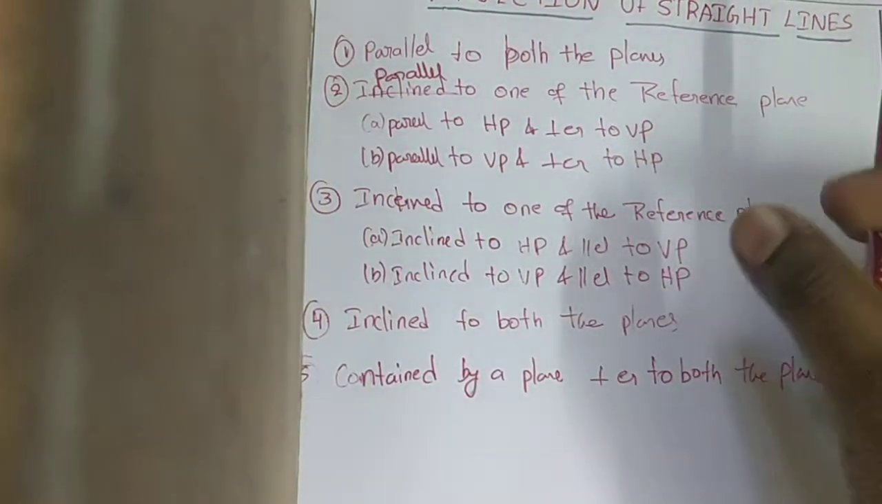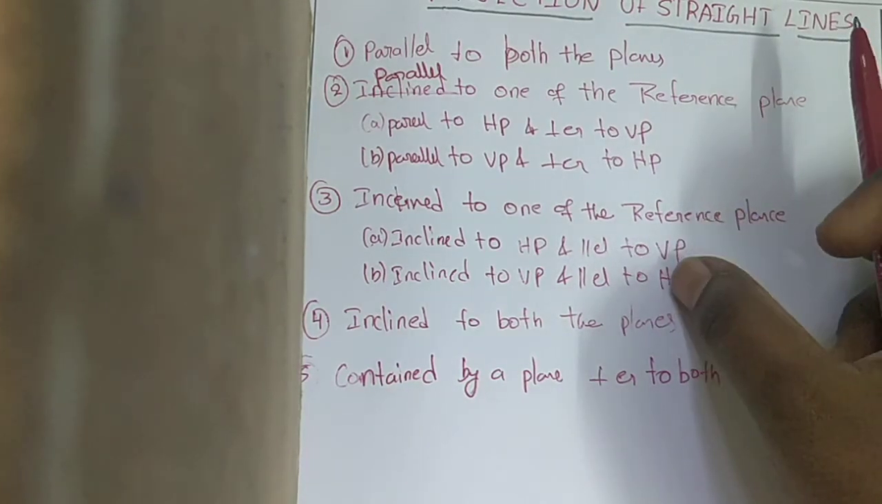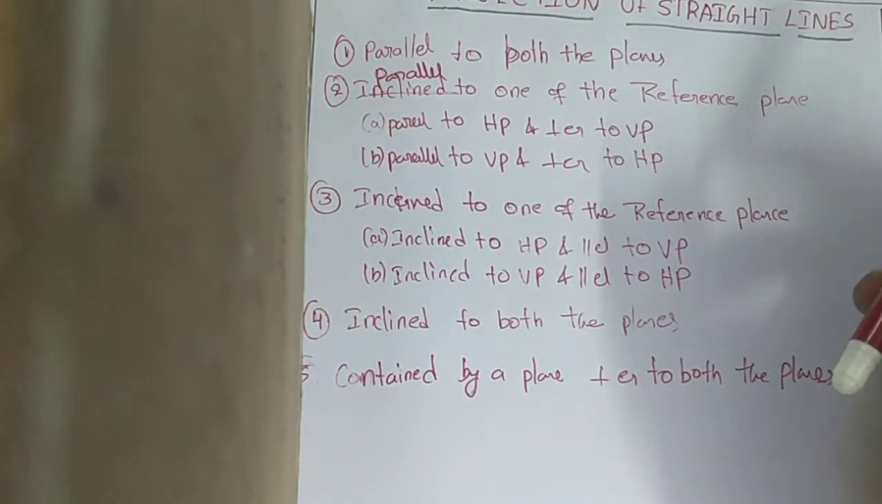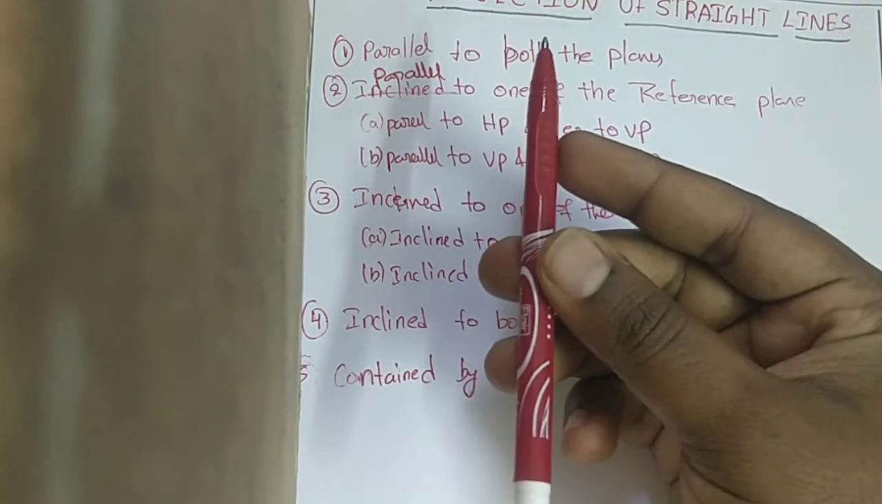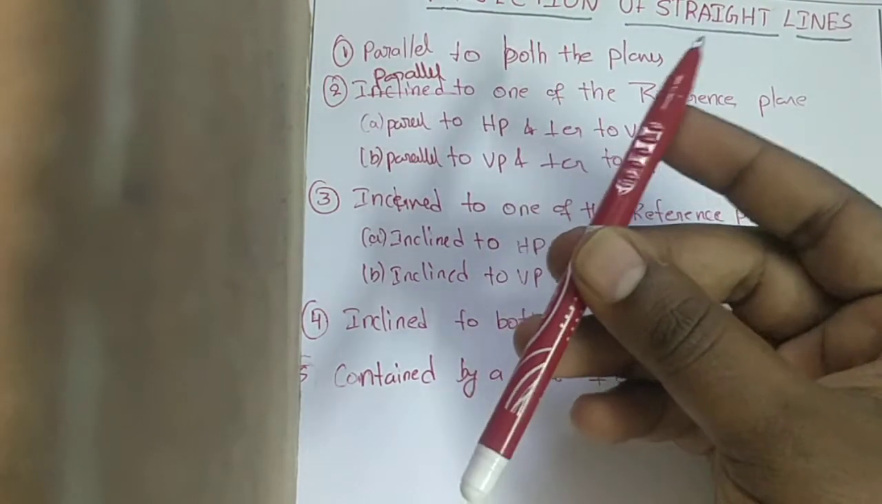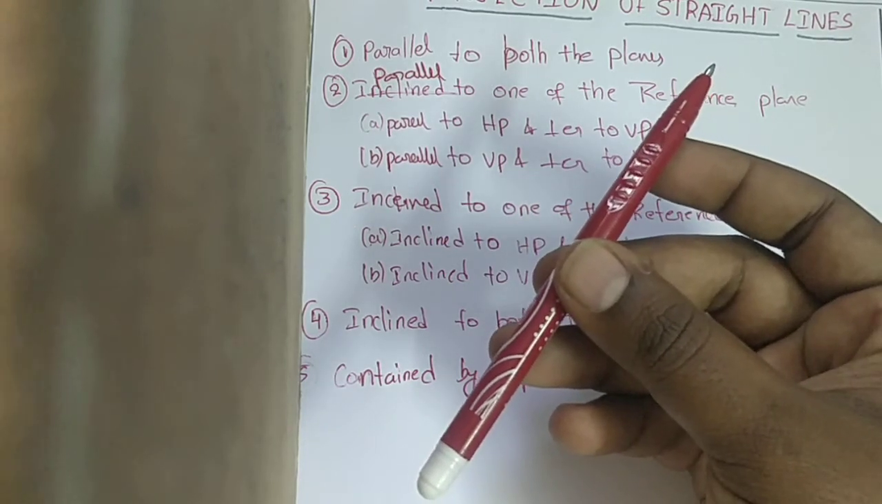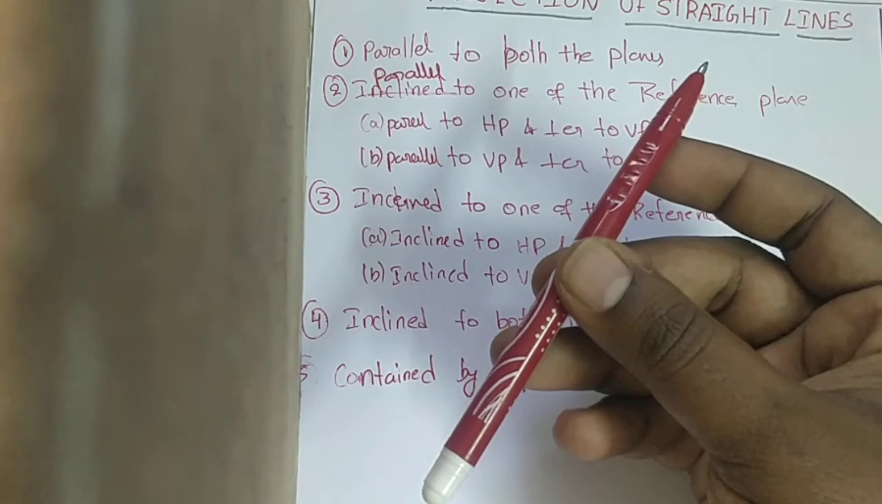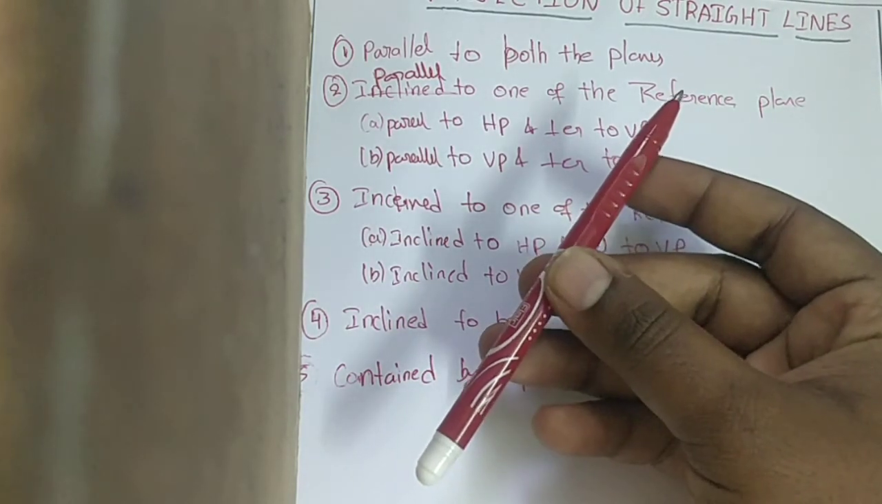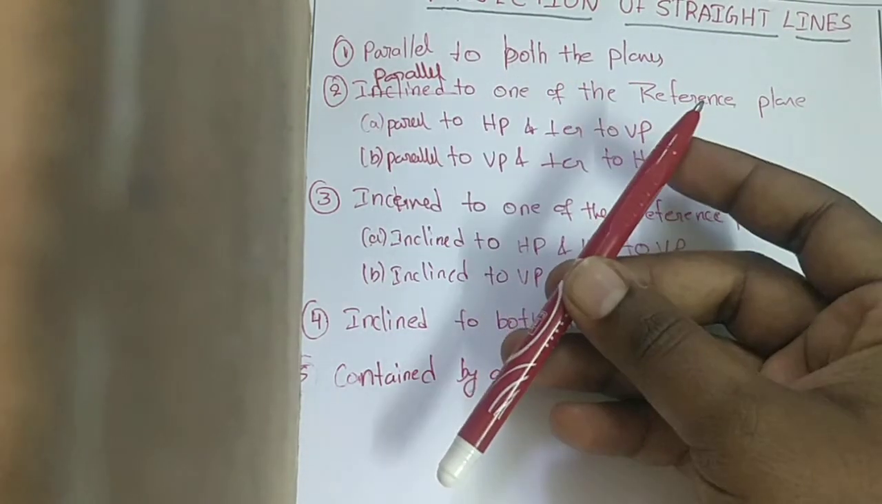Okay. Similarly, in the third case, the second condition is inclined to VP and parallel to HP. Suppose it is parallel to both the planes. Now I am going to give inclination to the VP. That is, now I incline it to VP by some angle. This condition is known as inclined to VP and parallel to HP.